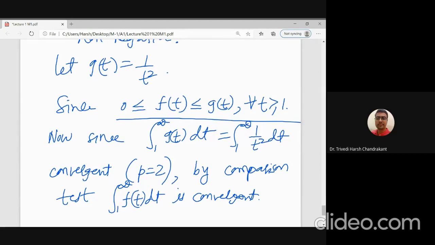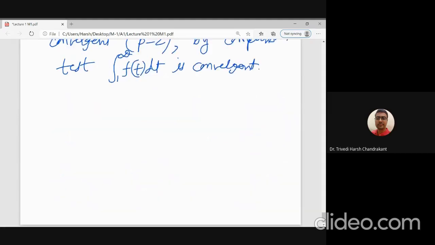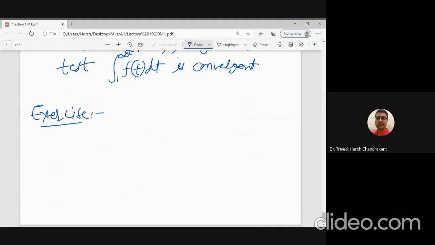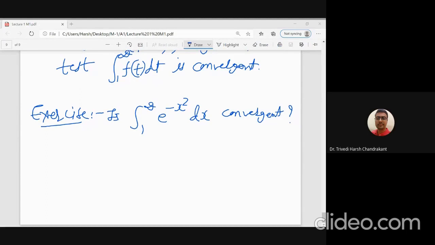Okay, so here is one exercise which you can try: whether the integral of e to the minus x square dx is convergent. Okay, I think this would be enough for today, because you may have a lecture after this also.